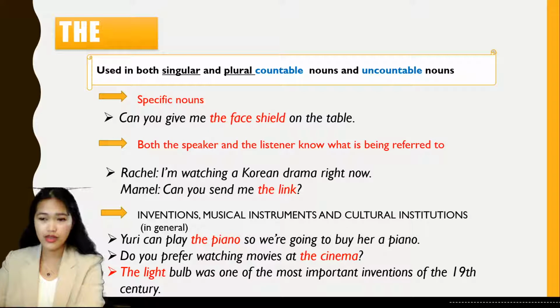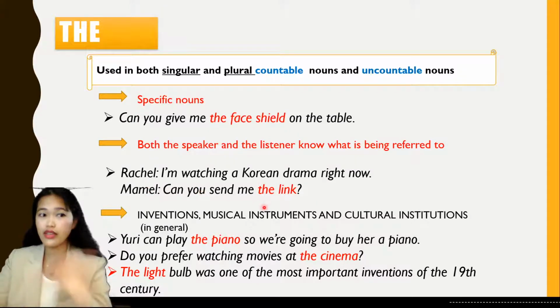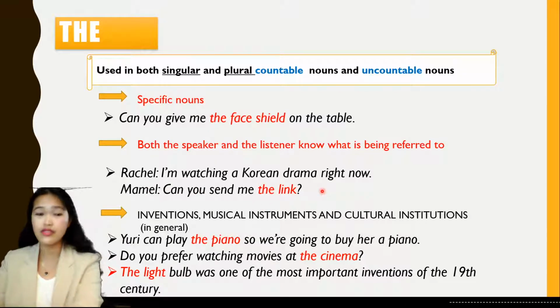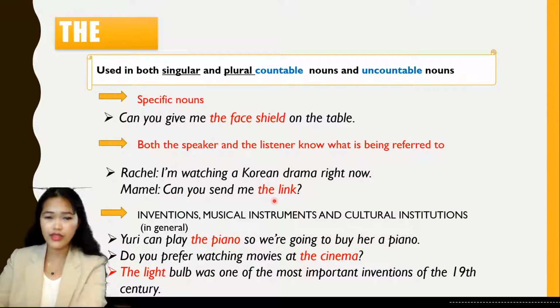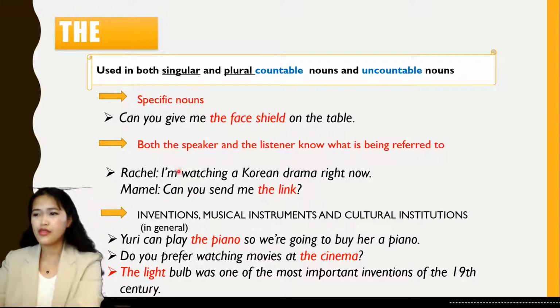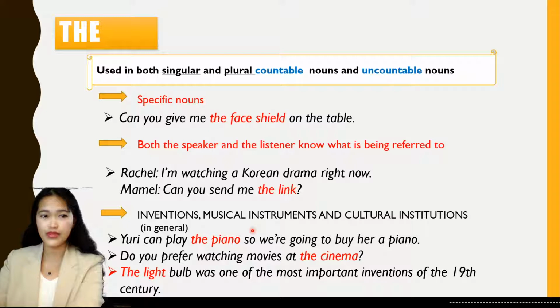So it is the Korean drama, the link of the Korean drama that Rachel is watching. That is why Mama says, can you send me the link? So both of them know which is being referred to.